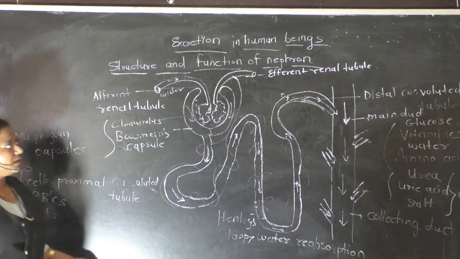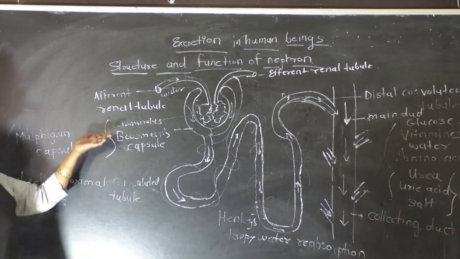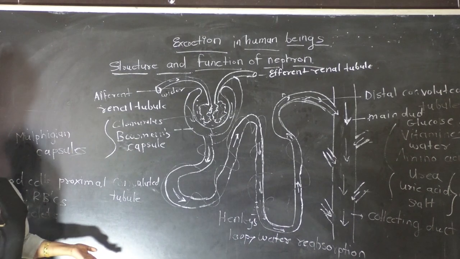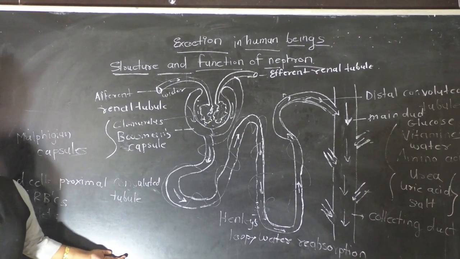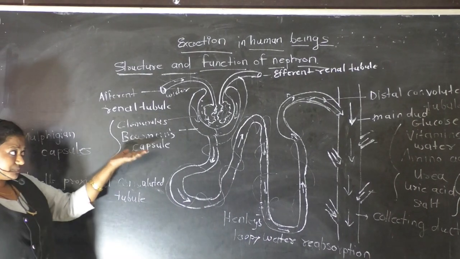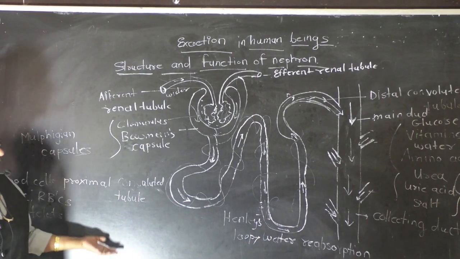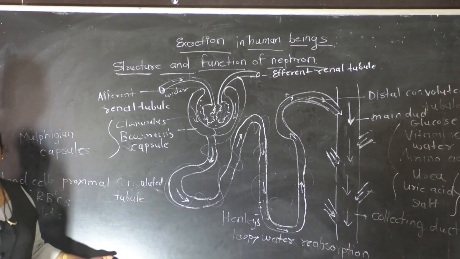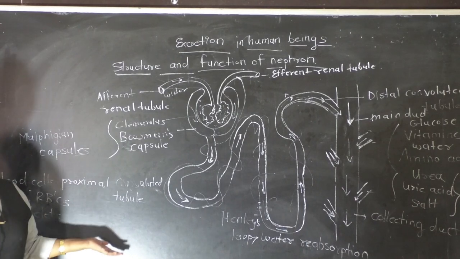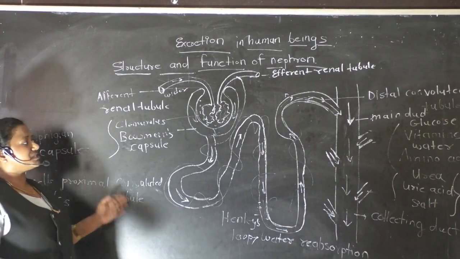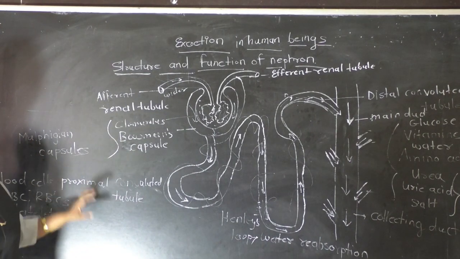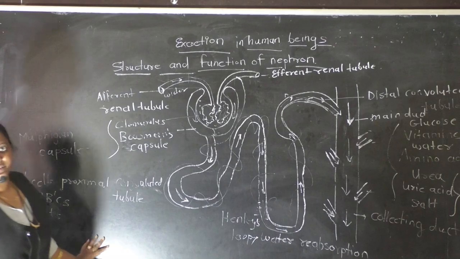So I hope you have understood the structure and function of the nephron, which is actually the ultrafiltration unit of the kidney. 180 liters of blood is filtered during a day, and millions and millions of nephrons are present in every kidney. This is the basic fundamental structural and functional unit of the whole kidney, and this nephron plays a very, very important role here. So thank you very much.